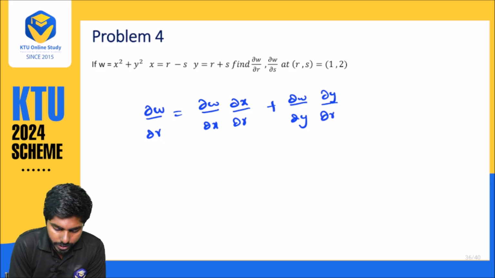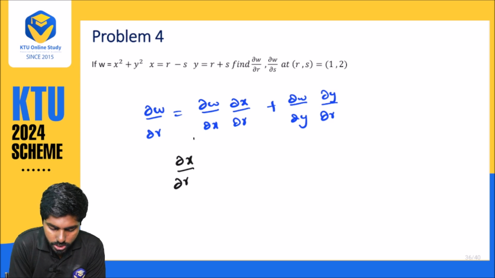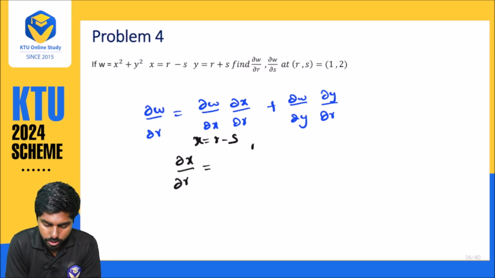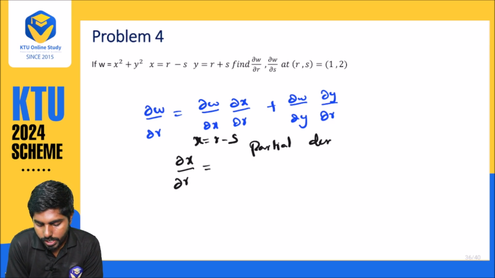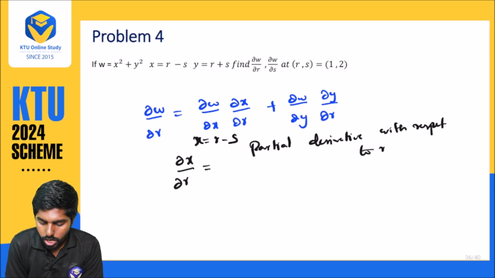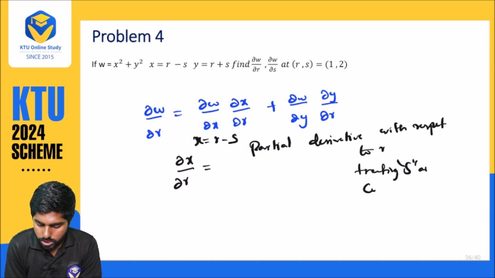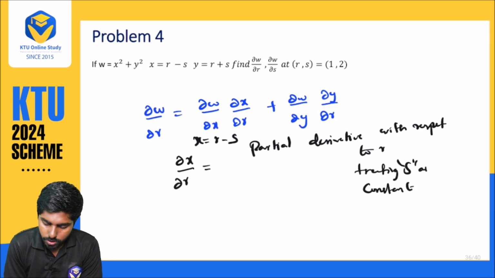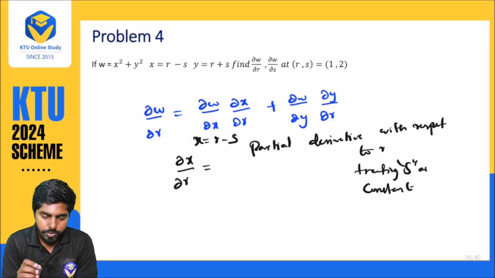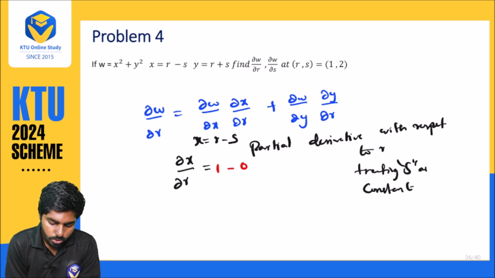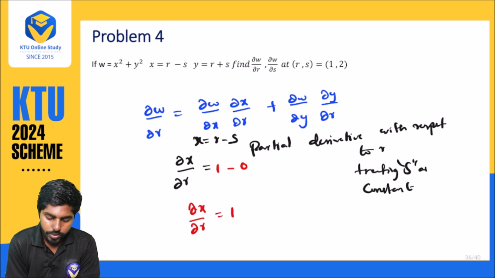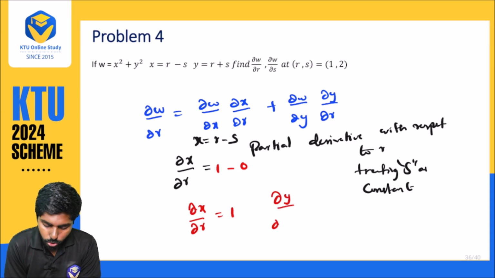That means we want to identify dou x by dou r. So what is x? x is equal to r minus s. So take the partial derivative with respect to r, treating s as a constant. So when you are differentiating r, the derivative of r is 1, minus 0. So dou x by dou r is equal to 1. Similarly dou y by dou r, that is also a partial derivative with respect to r, with y.